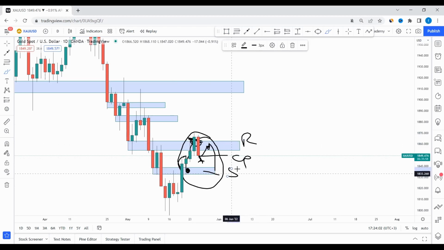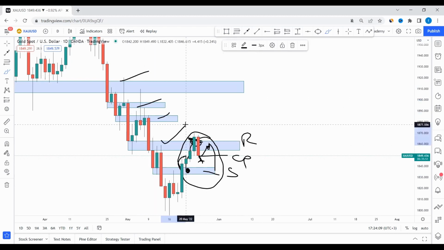This is our support. So if I'm to trade, I don't need all this level. I don't need this level. I don't need this level. I just need this one here. And I need this level here, right? Not to complicate our trading.